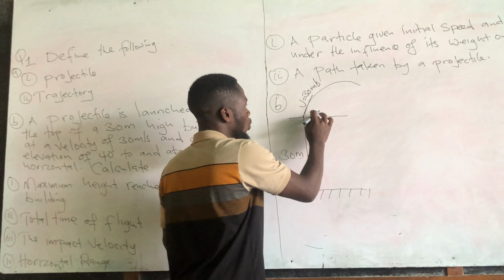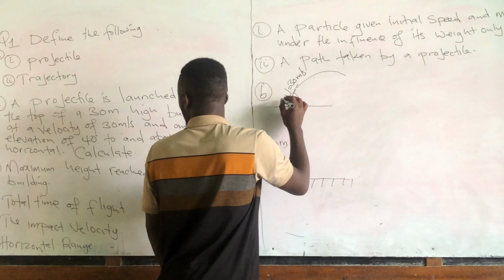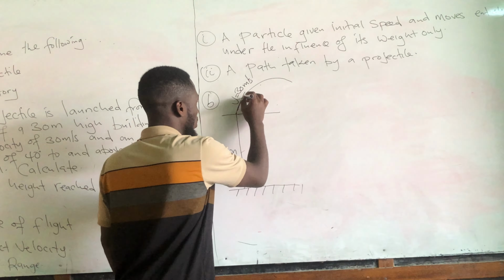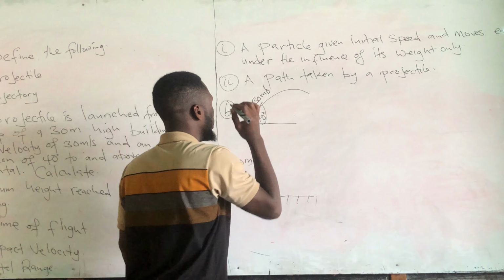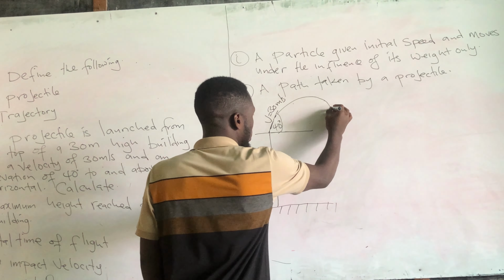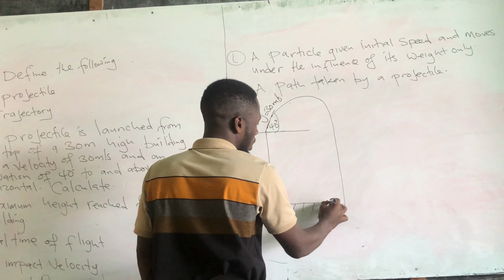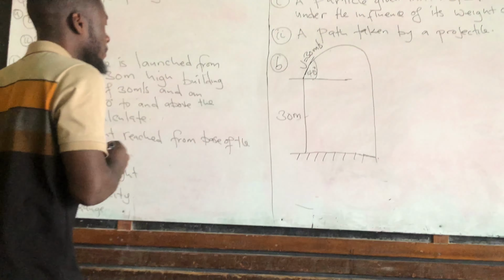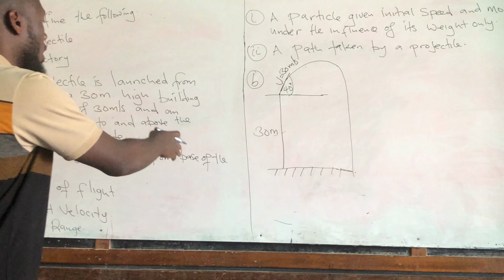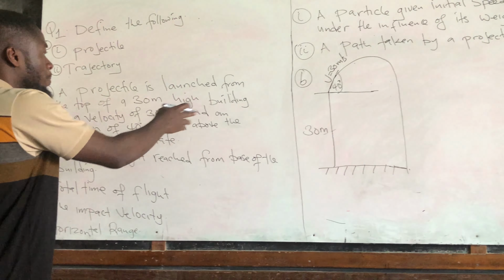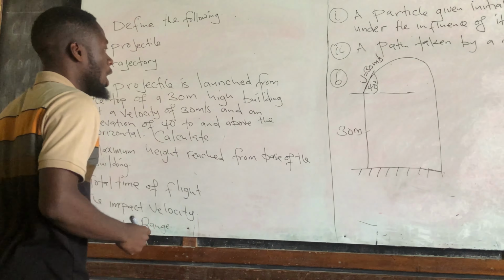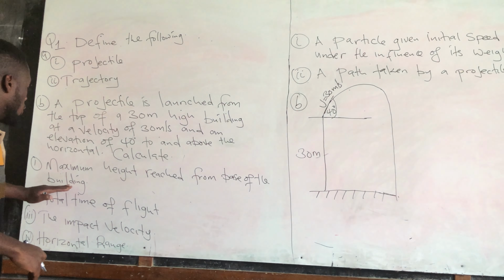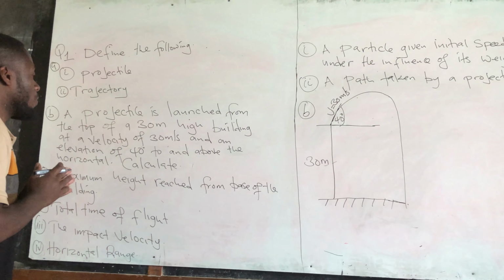So the angle to the horizontal was 40 degrees. This projectile moves up and then comes down until it hits the ground here. This is the free body diagram of this question. The first question is, calculate the maximum height reached from the base of the building.